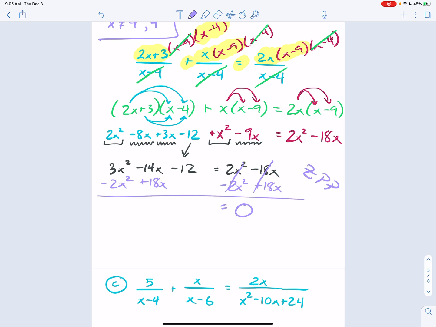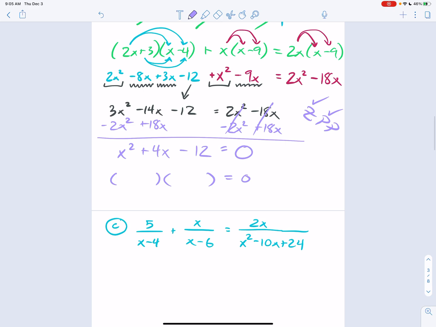3 minus 2 gives you 1x squared. Negative 14x plus 18x, different signs we subtract. Keep the sign of the larger number. You should get positive 4x minus 12. Okay, so we have our 0. Now we need our product.